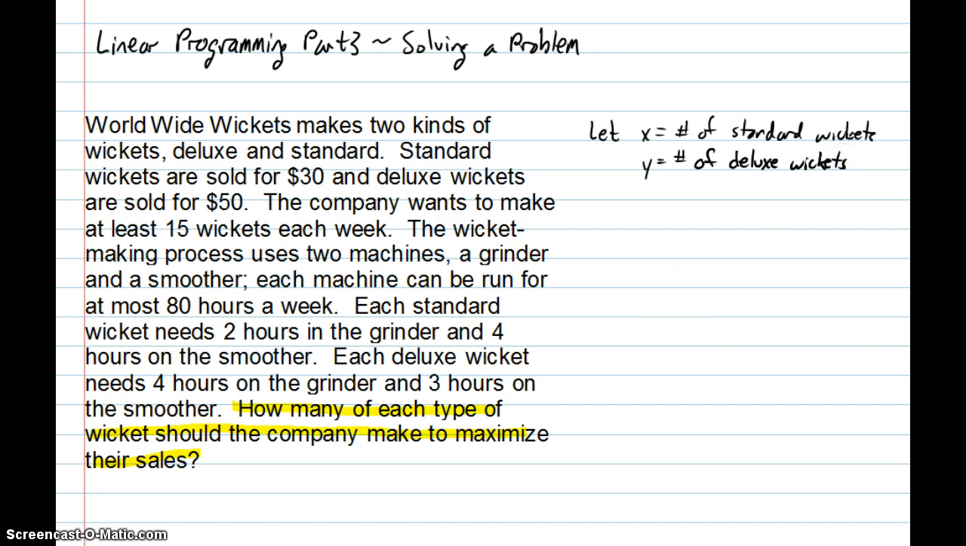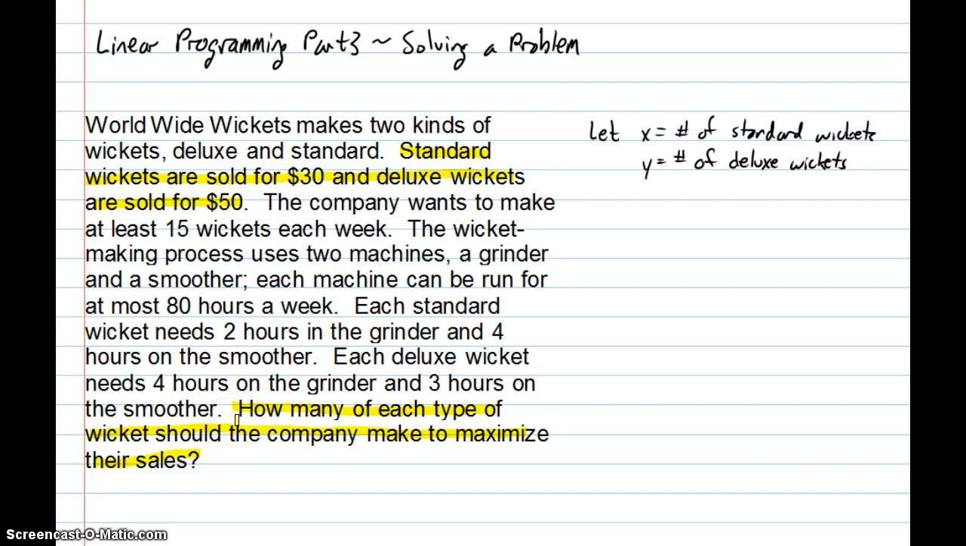The question also asked about sales, so I've got to think about sales. There's this line in here: standard wickets are sold for $30 and deluxe wickets are sold for $50. So that's my information about sales. I'm going to highlight that one in yellow, since that goes right back to the question. Standard wickets are sold for $30 and deluxe wickets are sold for $50. So how many of each type should the company make to maximize their sales?